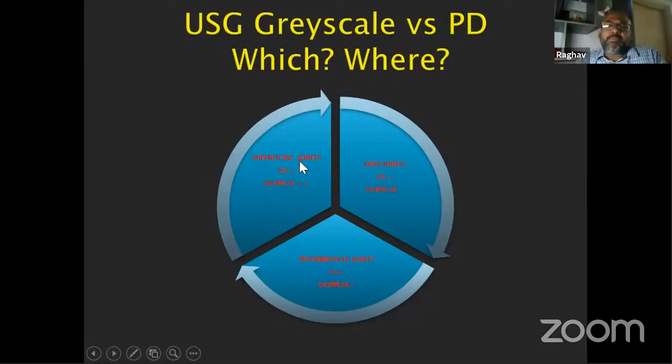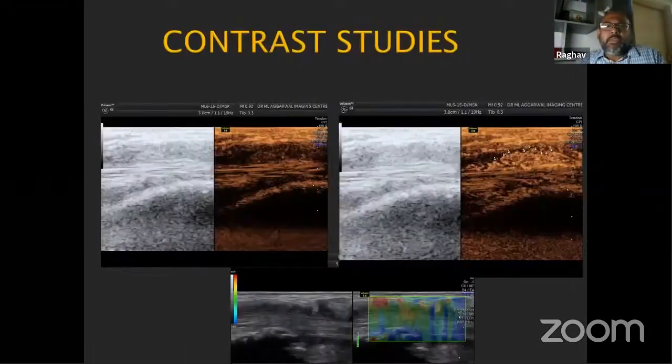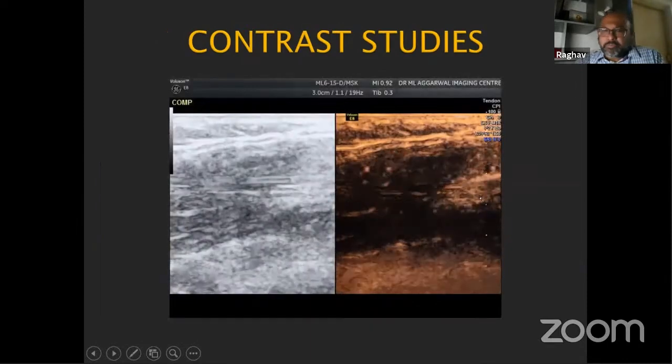Dopplers are useful in the superficial aspect. In the foot, it is quite useful. The other things which are being started are contrast studies for inflammatory arthritis, and contrast ultrasound I have tried and it has been useful in these conditions. Elastography, again with the newer machines, is useful.